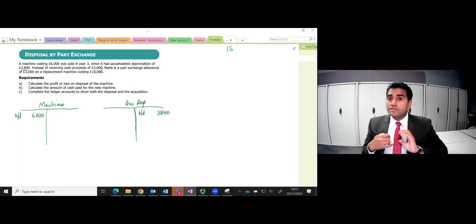So they are not going to give me £3,000 for my old machine. Instead, they will subtract, or net off, that £3,000 from the new machine. So then I will only pay £7,000 for the new machine. So let's see how to record this part exchange in case of disposal.